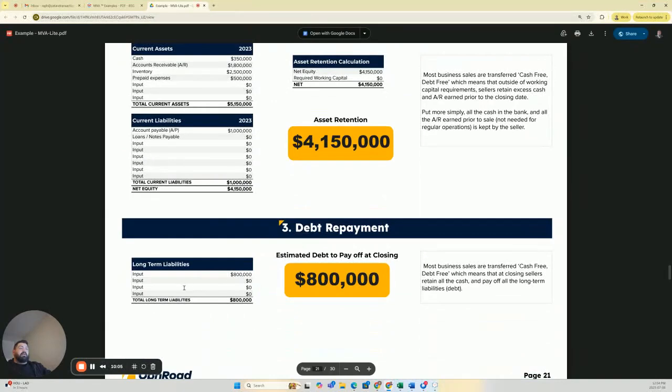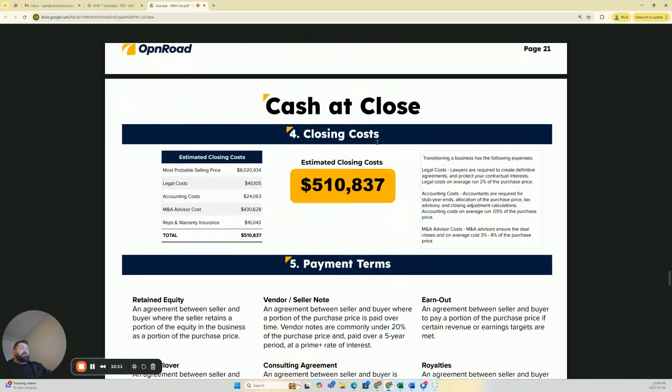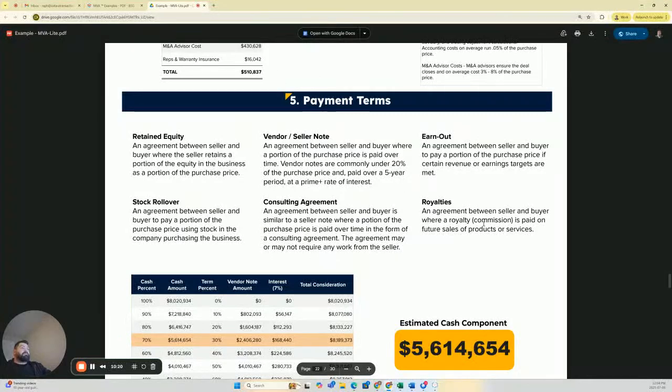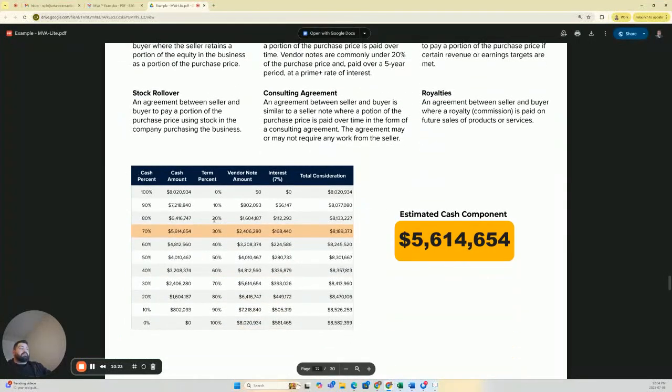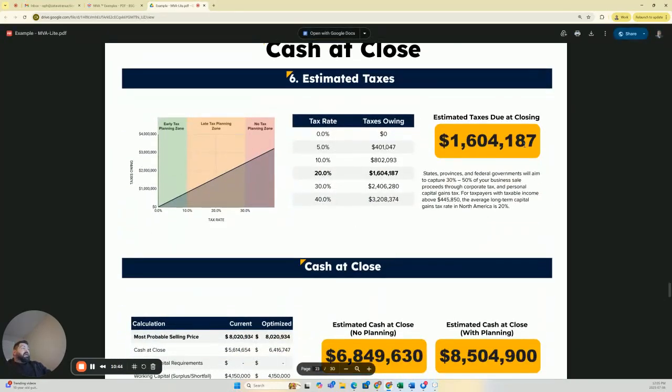Debt repayment, so he's got all of his long-term debts that he's going to have to pay off. And then you got your closing costs, so okay, your legal, your accounting, your M&A advisor, and then your reps and warranty insurance. And then you're going to have your payment terms. So this is like an average kind of deal structure. So 70-30, 30 might be deferred, right? And then so here's what you get at the end, right? So you get this amount of cash.